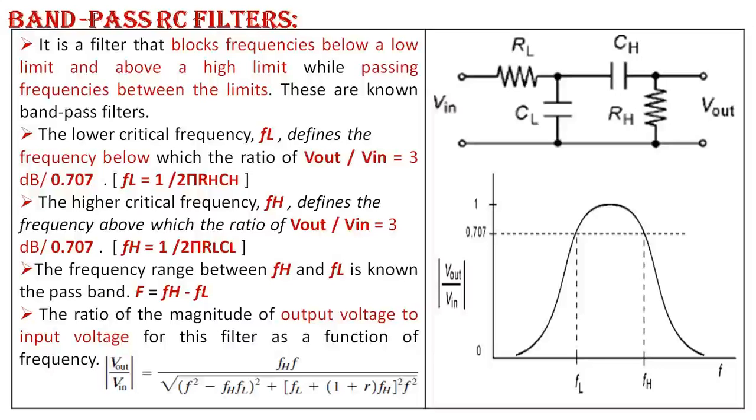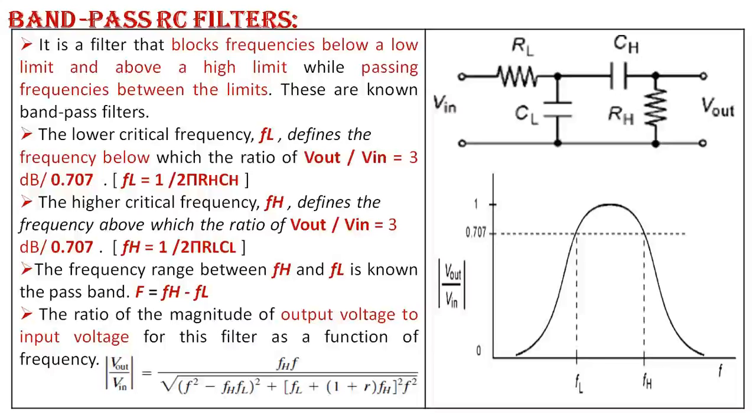The higher critical frequency fH defines the frequency above which the ratio of Vout / Vin is reduced to 3 dB, 0.707. fH = 1 / (2 pi RL CL). The frequency range between fH and fL is known as the pass band. Bandwidth Δf = fH - fL.